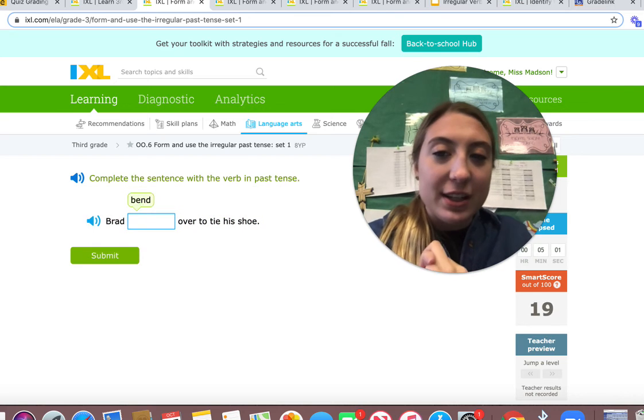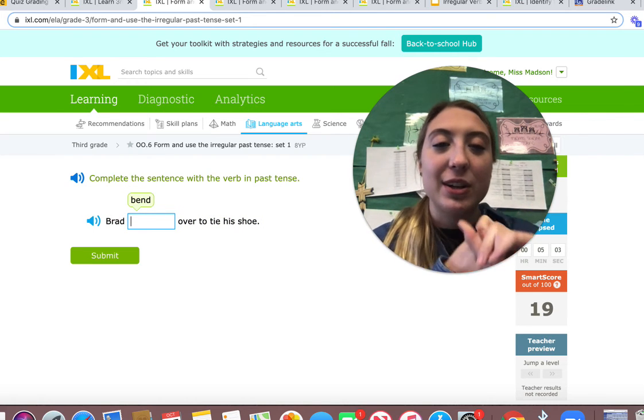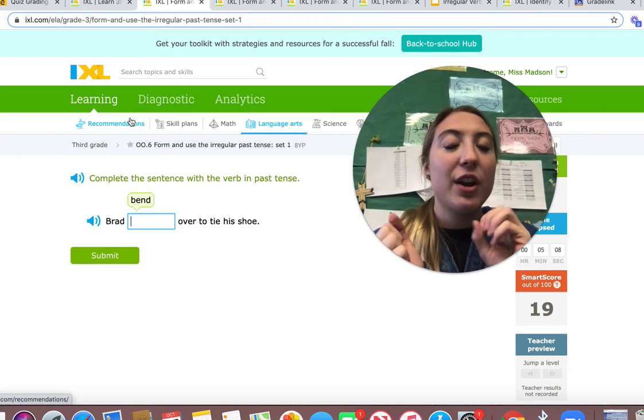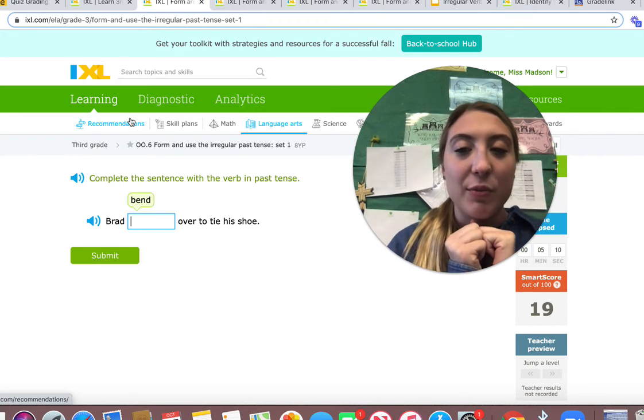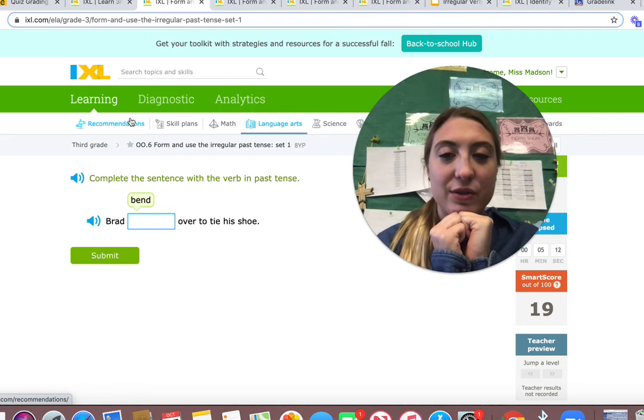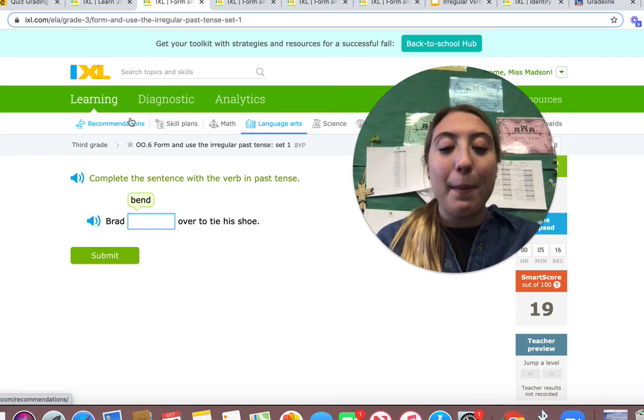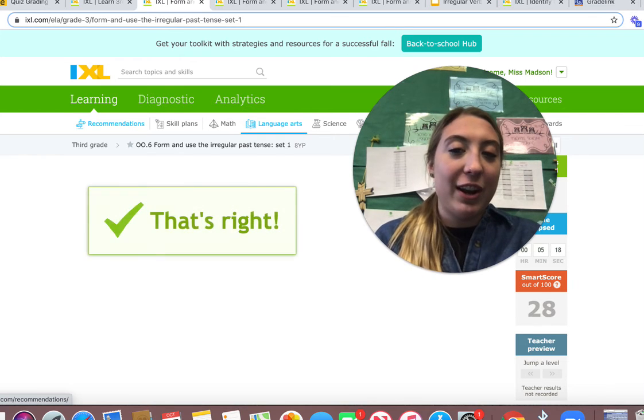So let's go over our examples one more time and make sure to take time, pause, and write down our notes for today. We are practicing changing the word from present to past. So Brad bend over to tie his shoes. That means he's doing it now. But if I say it's already been done, I can say Brad bent over to tie his shoes.